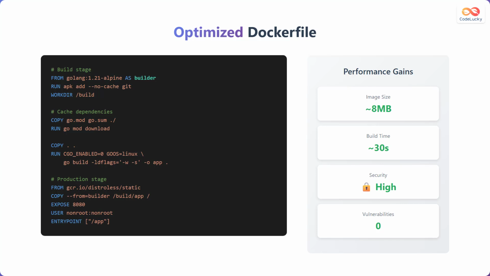We copy only the compiled binary, expose port 8080, run as the non-root user for security, and use ENTRYPOINT instead of CMD for better signal handling. This approach typically results in images around 8 megabytes with 0 known vulnerabilities.